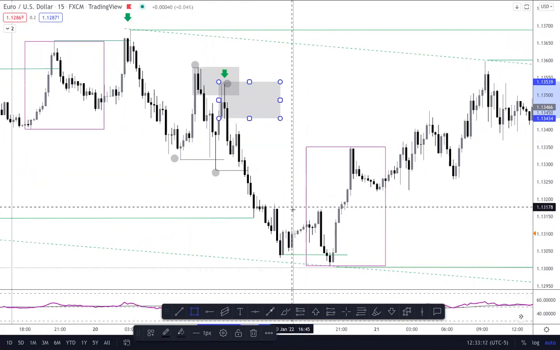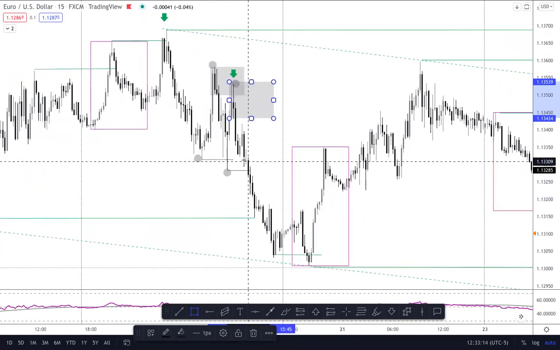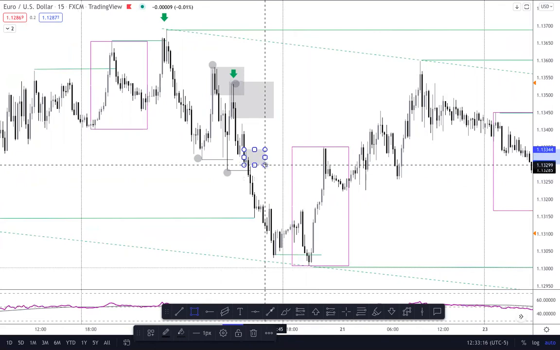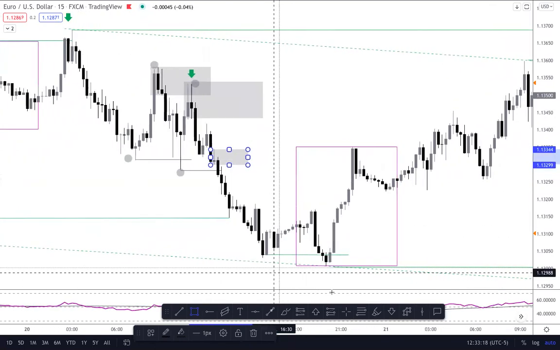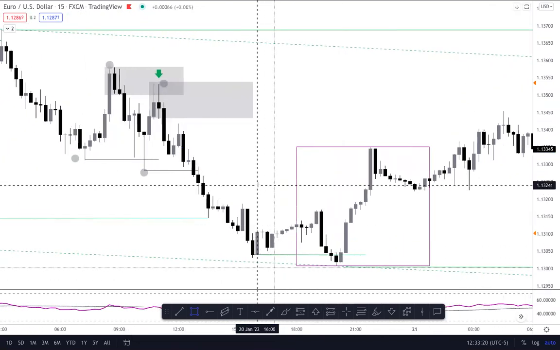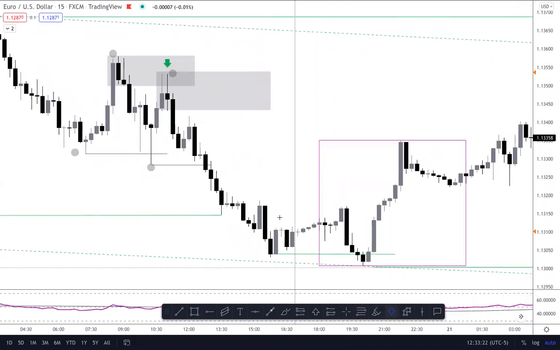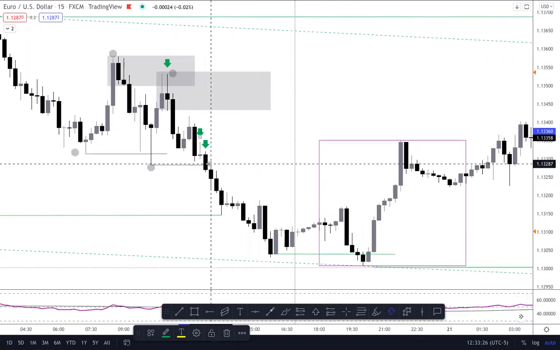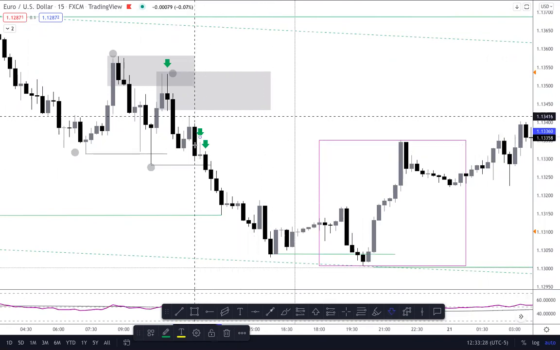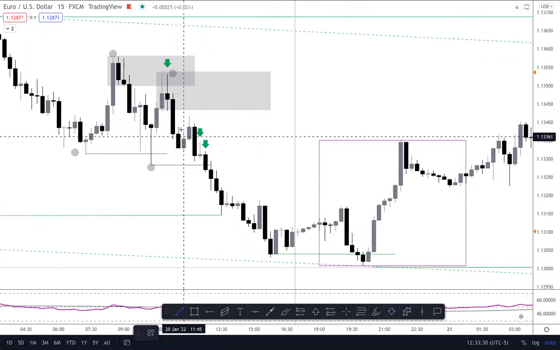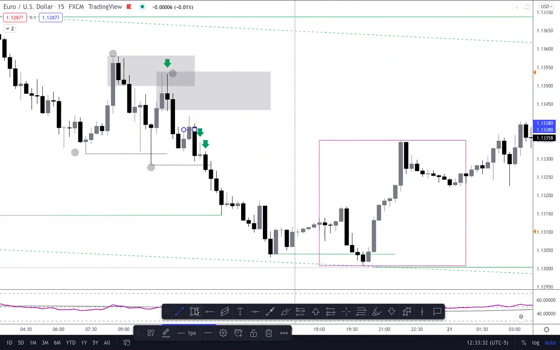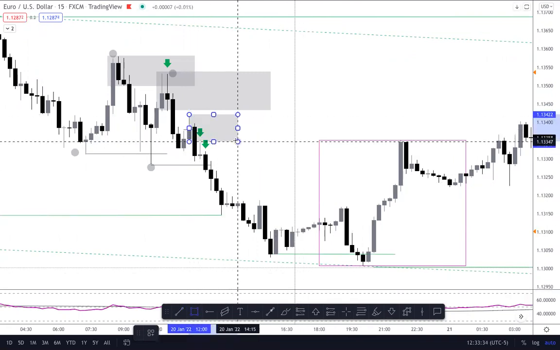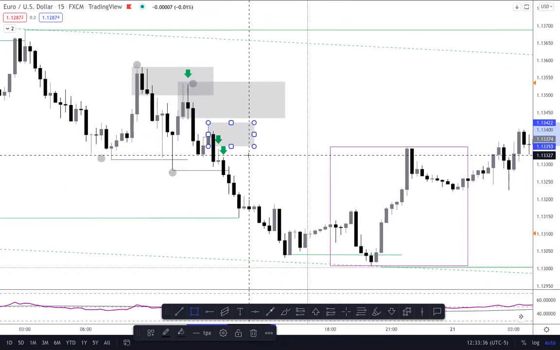Or we can look for continuations right here. Remember, we have to look at the candle that caused the break, the candle causing that candle to cause the break, and then where the last sweep happened, which would have been here. So this in reality actually would have been our real entry point area.